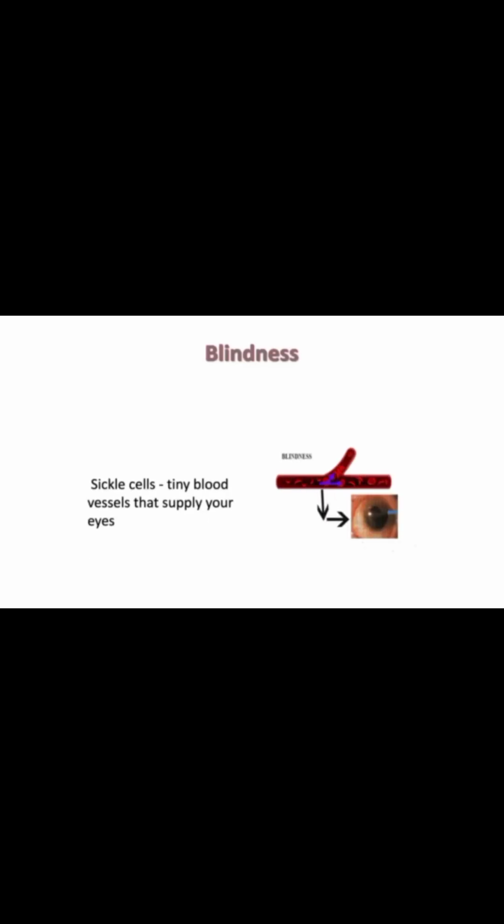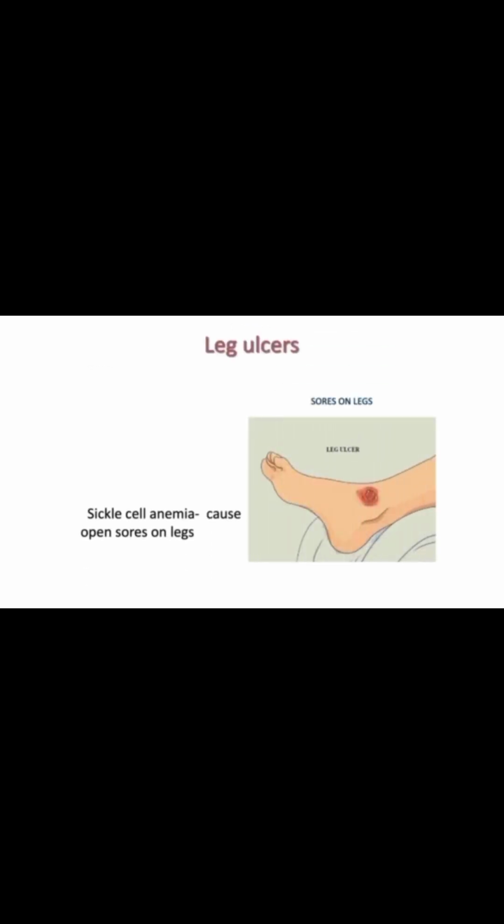Blindness. Sickle cells can block tiny blood vessels that supply blood to the eyes. Over a period of time, this can damage the eye and lead to blindness. Leg ulcers. Sickle cell anemia can cause open sores on the legs.